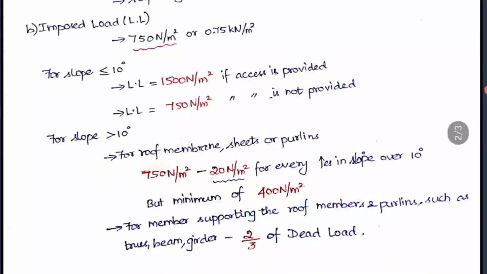For members which are supporting the roof members, purlins, such as truss, beam, girder, when you're calculating the live load, it should be 2/3 of your dead load. Dead load we have already calculated, so we can simply take 2/3 of that load as the live load here.